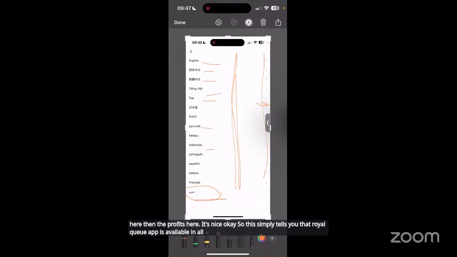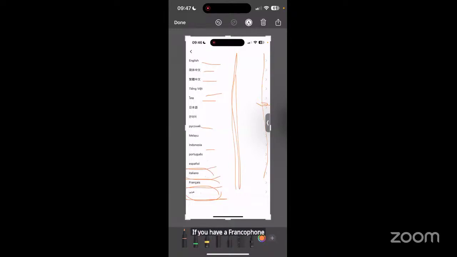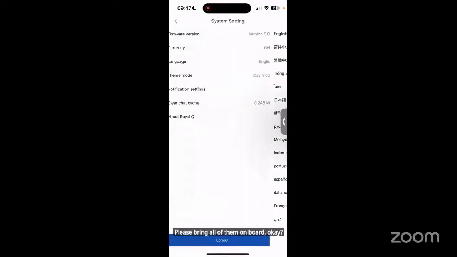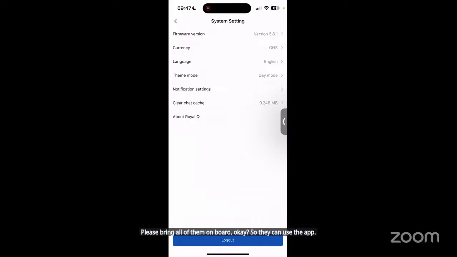So if you have an Arabic friend, bring them on board. If you have a Francophone friend, an Italian friend, Spanish, Portuguese, Indonesian, please bring all of them on board. Okay. So they can use the app. They can use this beautiful app.